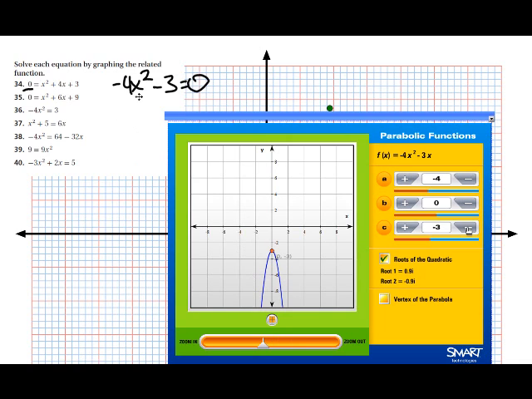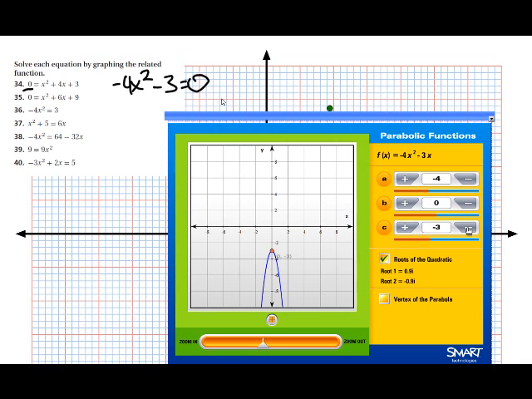Okay. So we could have told you what this looked like without even graphing it. Negative 4x squared means it's going to open down. The 4 would mean it's going to be pretty narrow. And minus 3 means our vertex is going to be at this point, 0, negative 3, since we have no b term here in the middle.